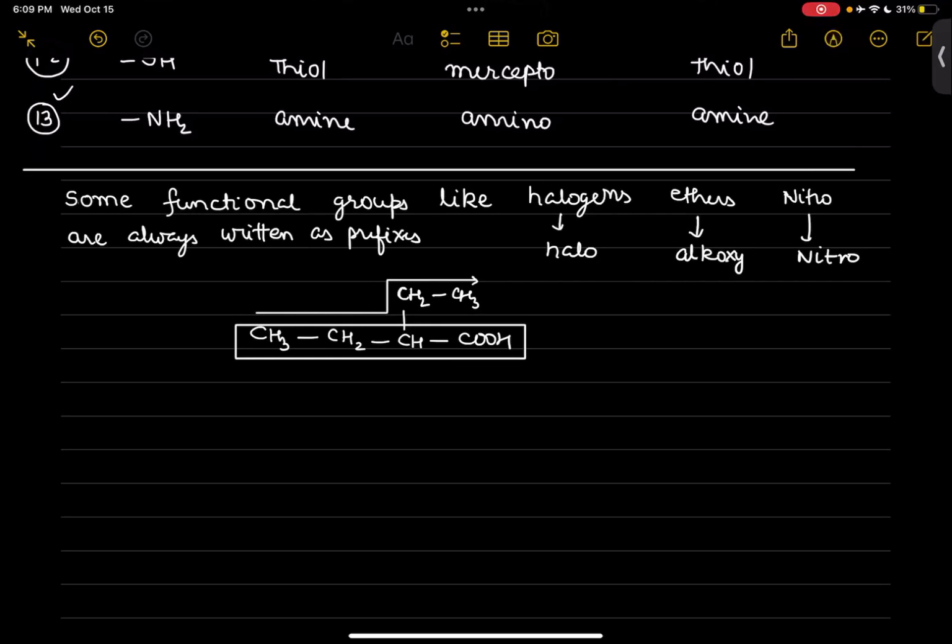But if that was the longest, why have we chosen this? The one in the box has 4 carbon atoms, and the other one has 5 carbon atoms. The principal chain should include the functional group. So we are talking about the nomenclature of compounds containing functional groups, right?